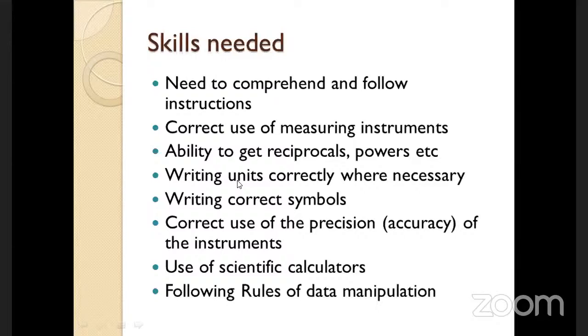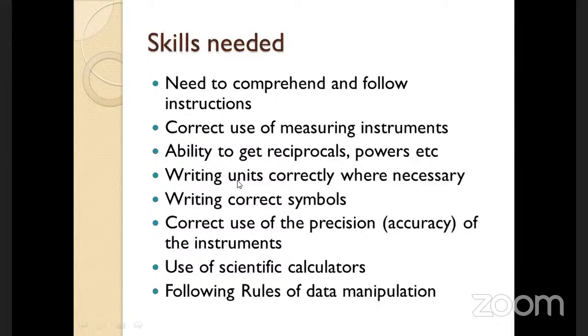I mean, the smallest unit that the instrument is able to make a measurement to. For instance, if you take the vernier calipers, what is the smallest measurement that it can make? How many decimal places? That brings us to what we call the precision or the accuracy of the instrument.